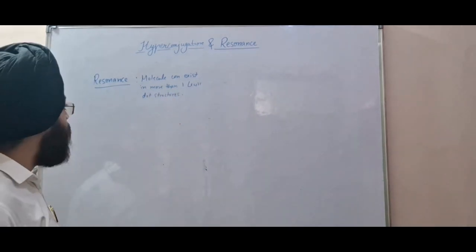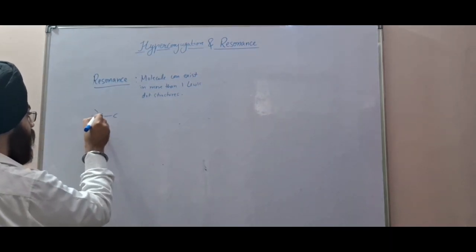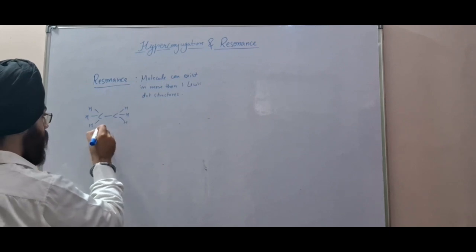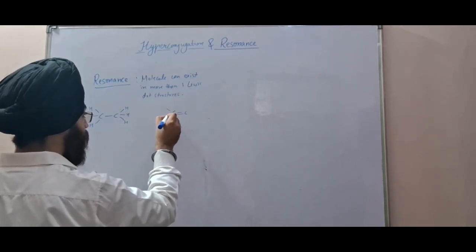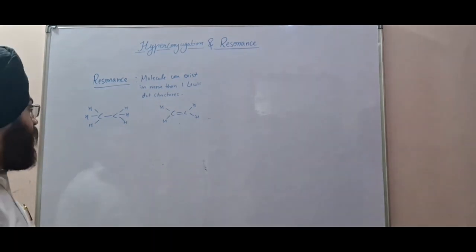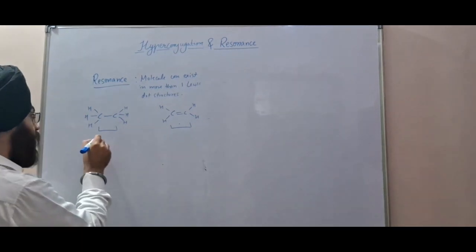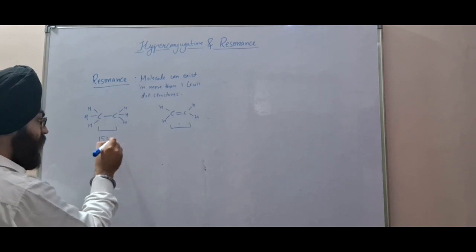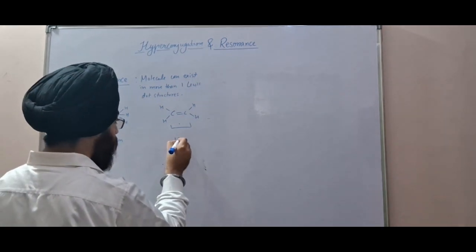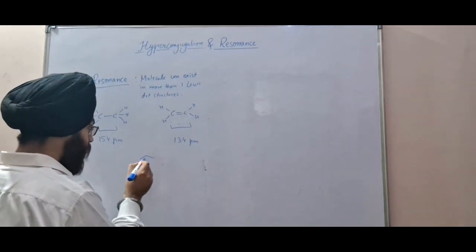How? Let's begin with the story of ethene and the benzene molecule. We all know ethane is CH3, CH3, right? Ethene is C double bond C, H, H, H, and H. In theoretical studies of carbon-carbon bond length, it was found that the bond length in ethane was 154 picometer, and in ethene it was 134 picometer.